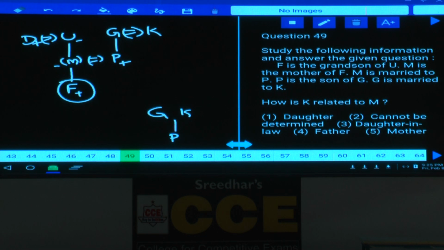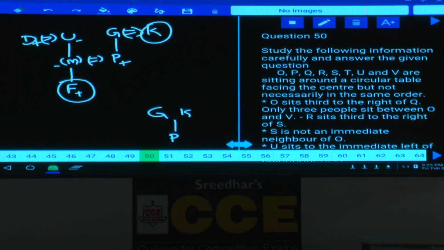Then 49, how is K related to M? Now this K is what? K's gender cannot be known. Hence, this K could be either the father-in-law or the mother-in-law of M. That means M's spouse's parent. This parent could be father or mother, hence it cannot be determined, that is choice 2. As the gender of K is not known, the relation of K with respect to M cannot be determined.